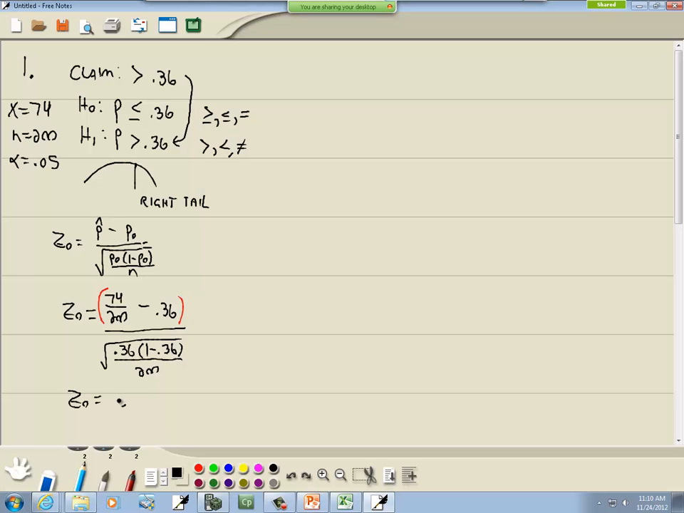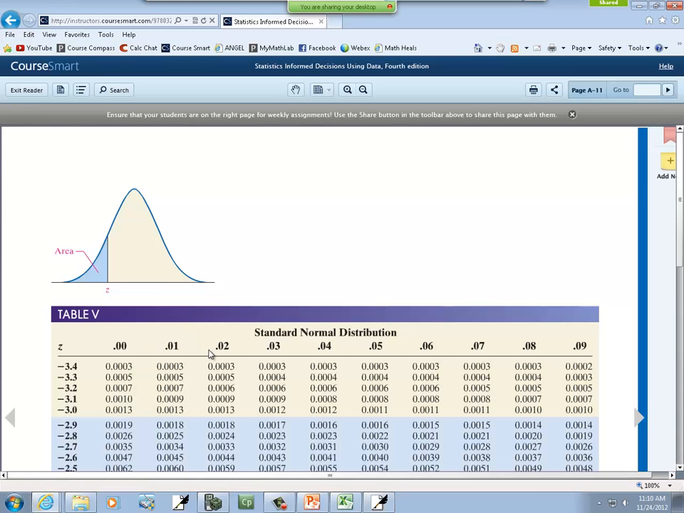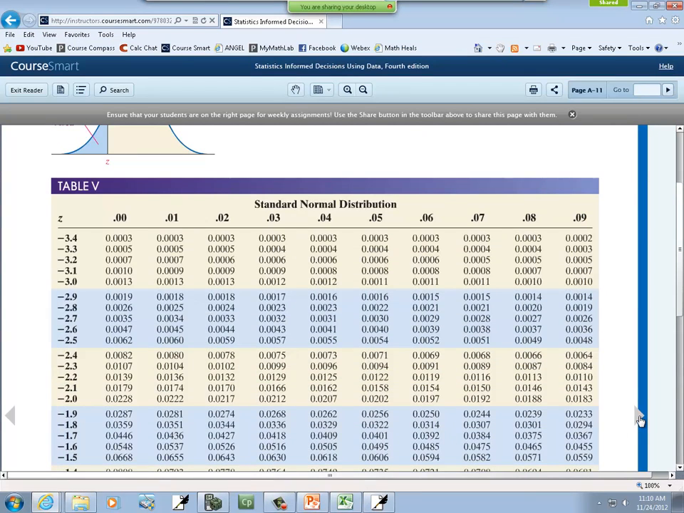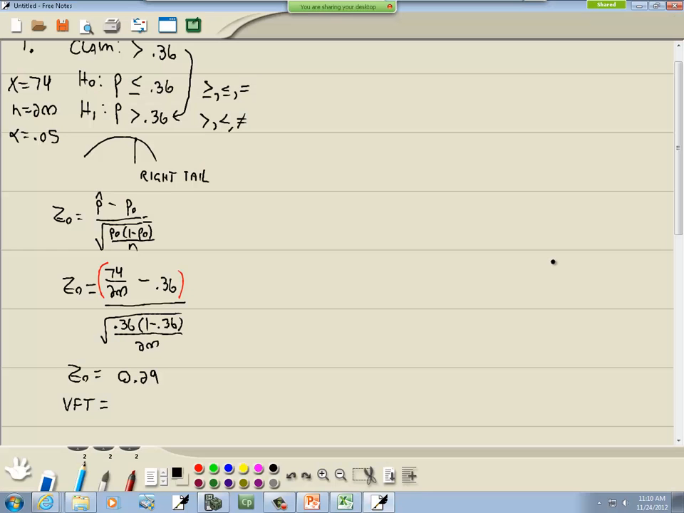I want to take it to 2 decimal places. The reason why is we're going to look it up in the back. Now we're going to find the VFT, which is the value from the table. So we're going to look up 0.29. 0.2 is over here, and the 9 is in the hundredths place. So we come over here. The intersection of 0.2 and 0.09 gives us 0.6141.